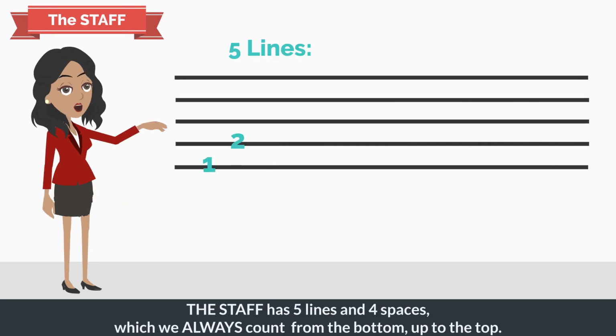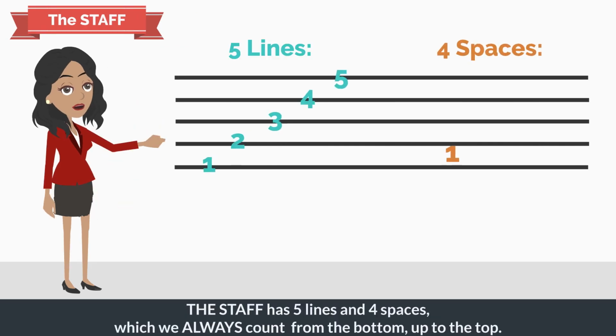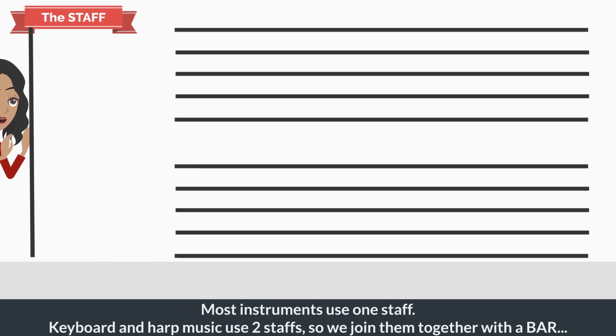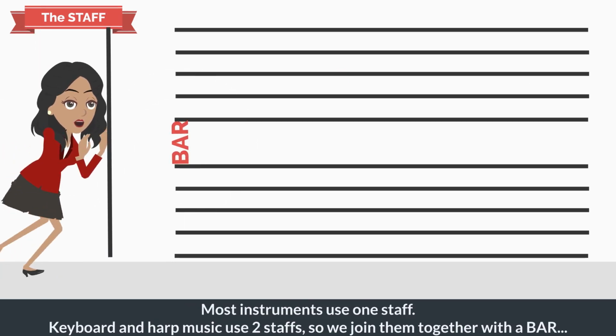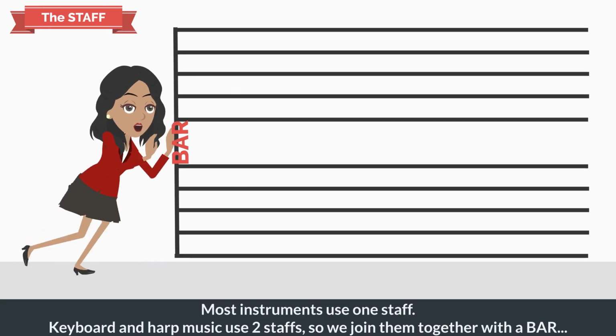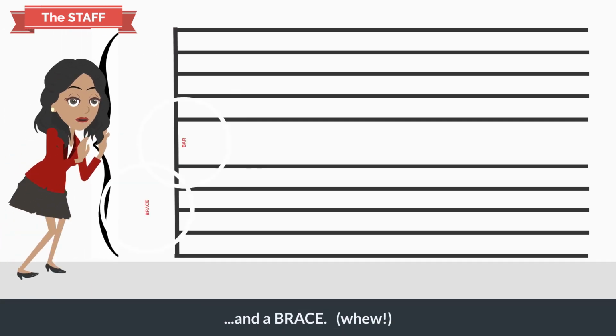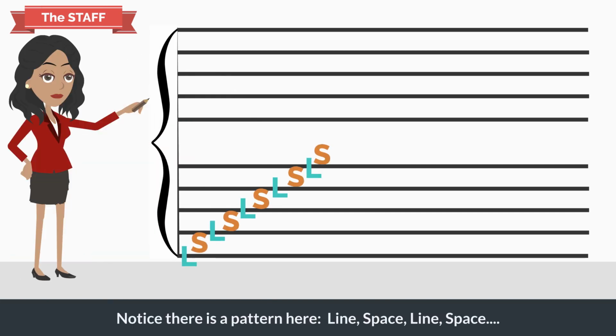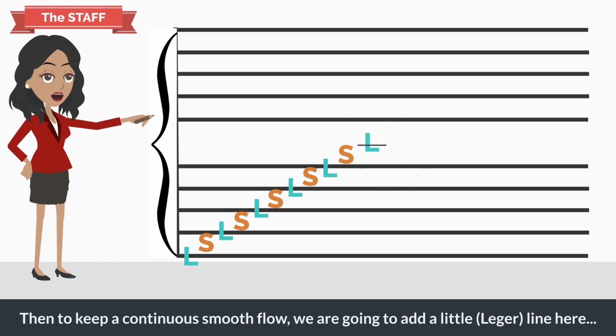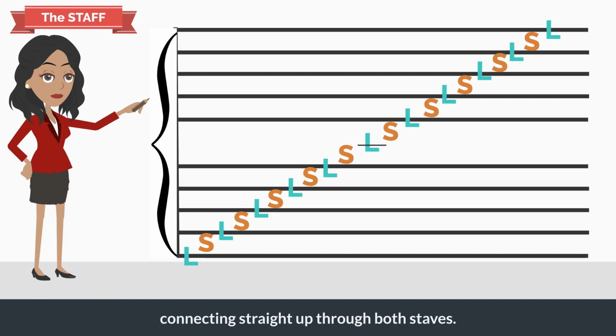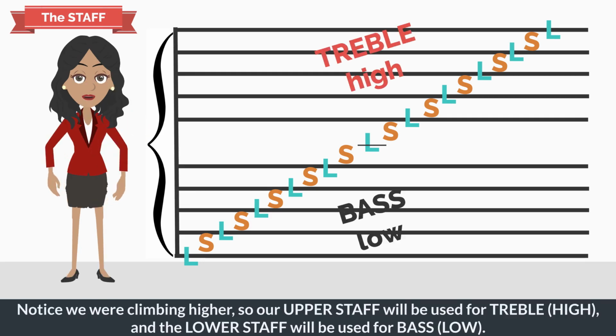The staff has 5 lines and 4 spaces, which we always count from the bottom up to the top. Most instruments use 1 staff. Keyboard and harp music use 2 staffs, so we join them together with a bar and a brace. Notice there is a pattern here. Line, space, line, space. Then to keep a continuous smooth flow, we're going to add a little ledger line here, connecting straight up through both staffs. Notice we were climbing higher, so our upper staff will be used for treble, high, and the lower staff will be used for bass, low.